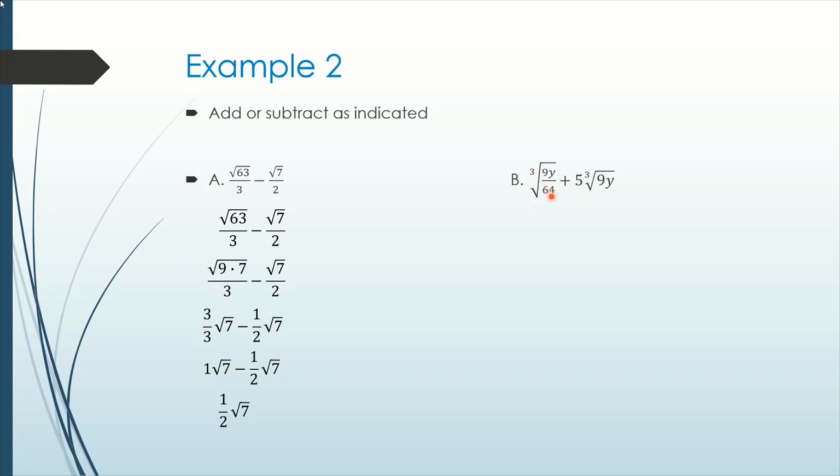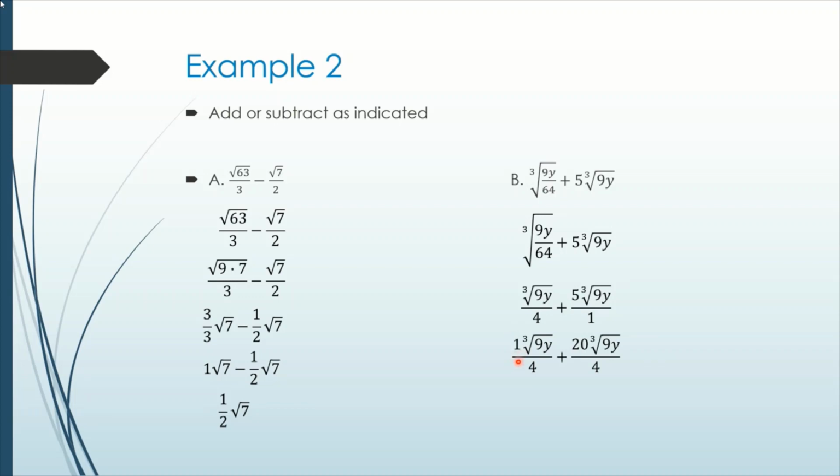So with this one, notice that I can't take the cube root of 9y, but I can take the cube root of 64. The cube root of 64 is 4. Now, since these are fractions and nothing will cancel out nicely here, what I have to do is take this 5, put it over 1, and find a common denominator. Common denominator would be 4. So multiplying the top and the bottom by 4, you get 20 over 4.